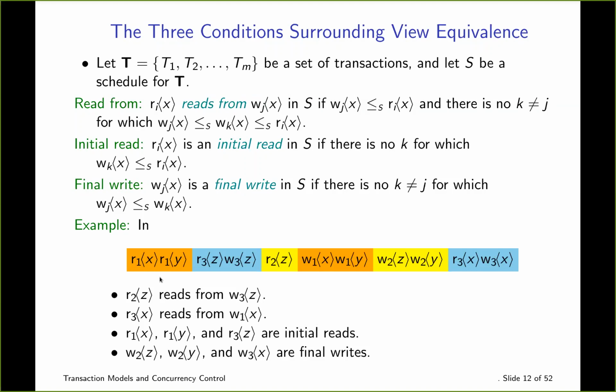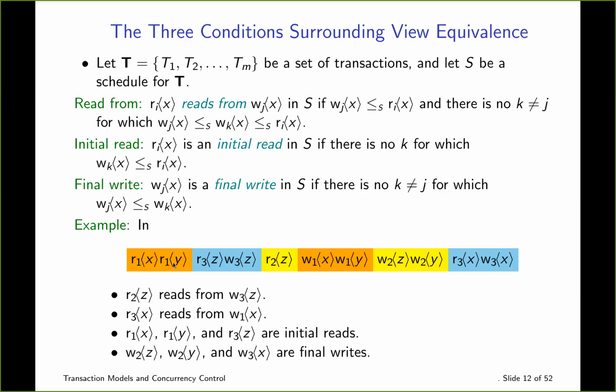If we look at this schedule here, we see that transaction 2 is reading this from the write of transaction 3. So it's pretty easy. Where's the final write of Y? The final write of Y is right here, and it's 2 that's doing it, because there's no write after that of Y. Where's the final write of X? It's right here. That's the final write. Where's the initial read of Y? Right here, that's the initial read of Y.